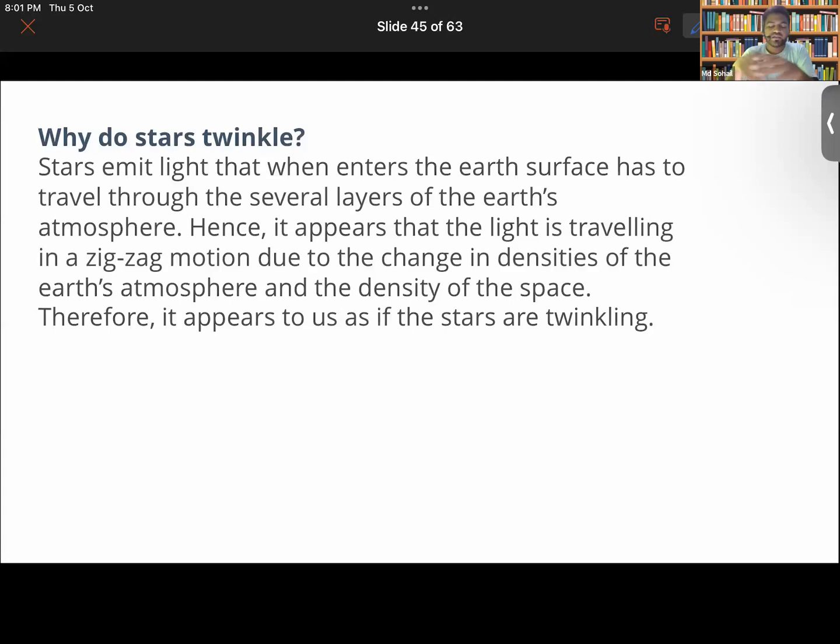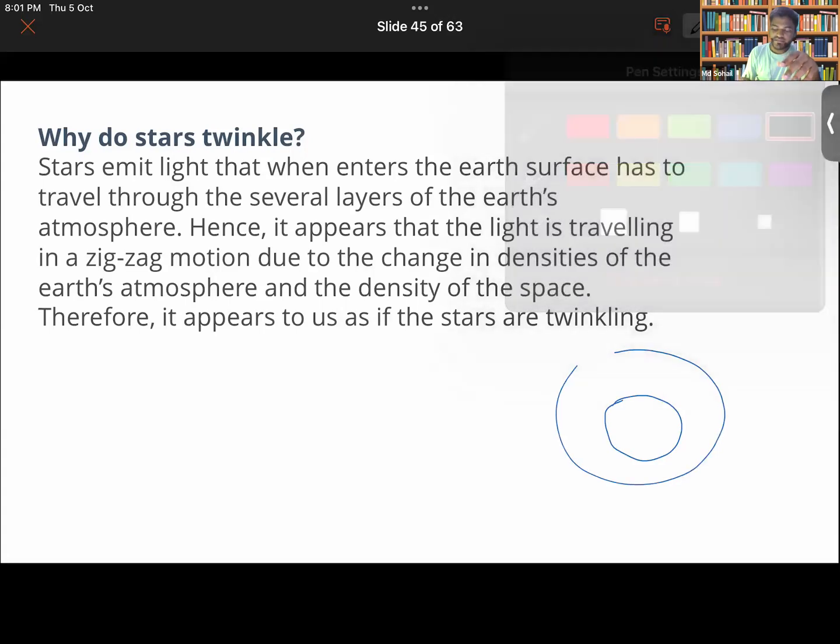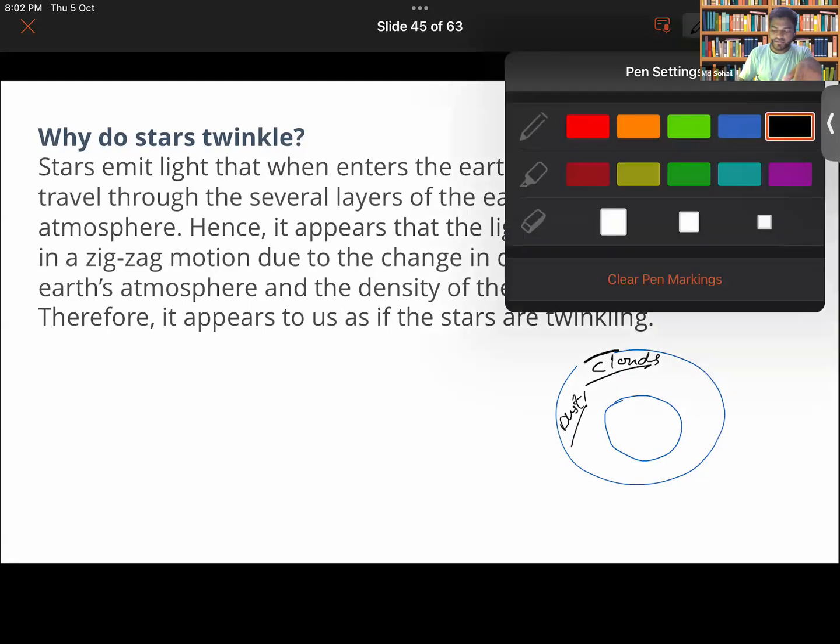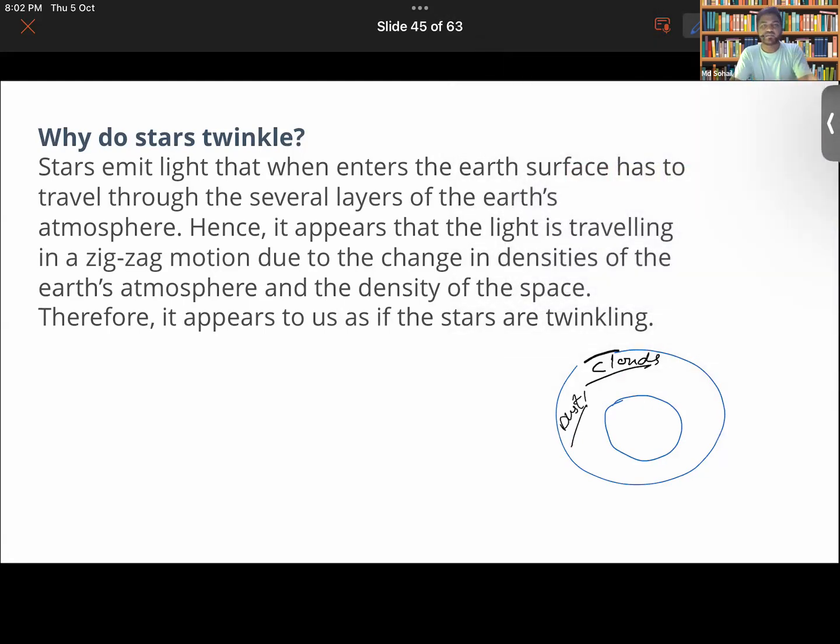Basically, the light coming from them is obstructed by the dust in the atmosphere, different pollutants in the atmosphere. Clouds are there, dust particles are there, right? They basically obstruct the pathway of the light coming from them. That's why you can't see them every time.